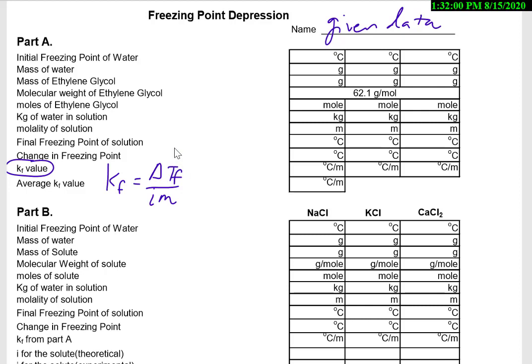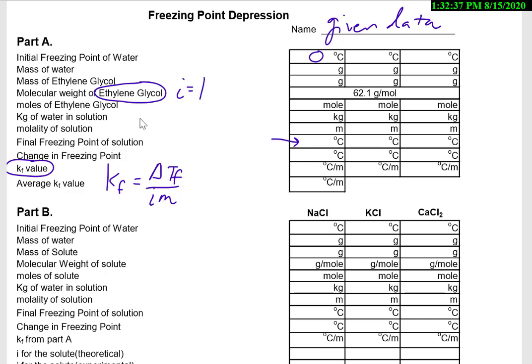For delta Tf, typically water freezes at 0 degrees, but in the data, you'll be given the final freezing point. And what you'll be able to do is subtract those two to figure out what the delta Tf is. How much did the freezing point change? Little i is the van 't Hoff factor. Ethylene glycol is molecular. It's all nonmetals. So i is going to be a value of 1 here. It does not break into ions.